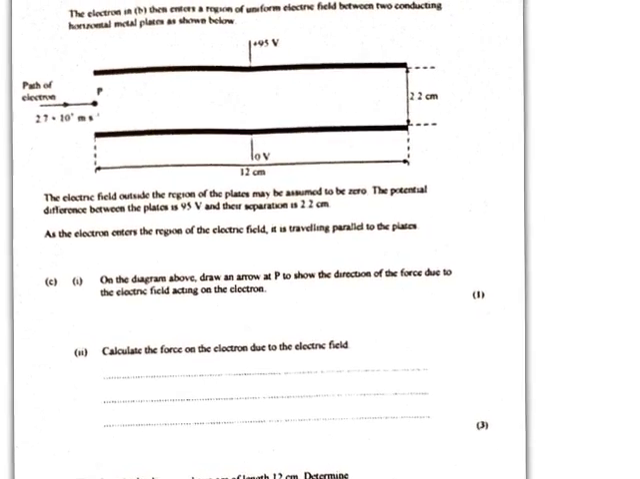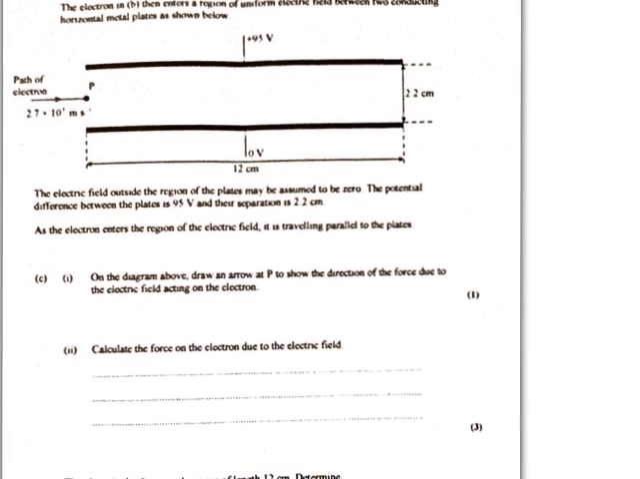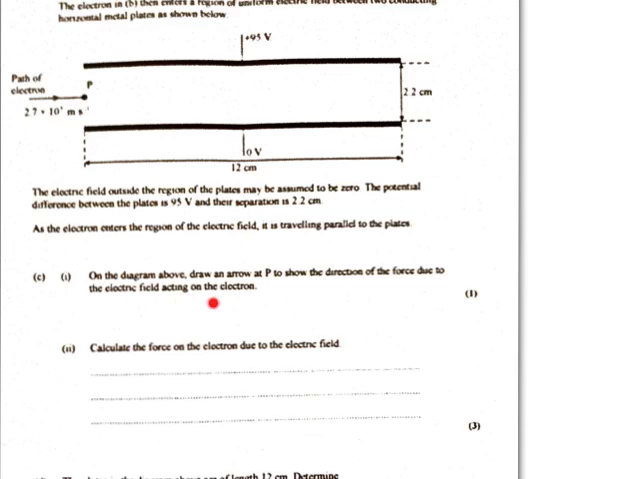first question. On the diagram above, draw an arrow at P to show the direction of the force acting in the electric field. Okay, so we have our electron going this way. Now we have a positive plate here, and this is an electron, so it's going to feel an attraction. So the force acting will be upwards there. So you should have a nice straight line pointing up at P.